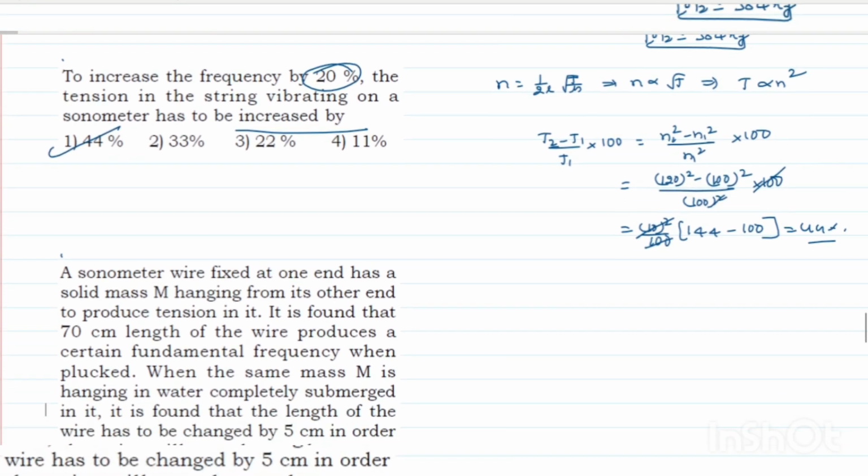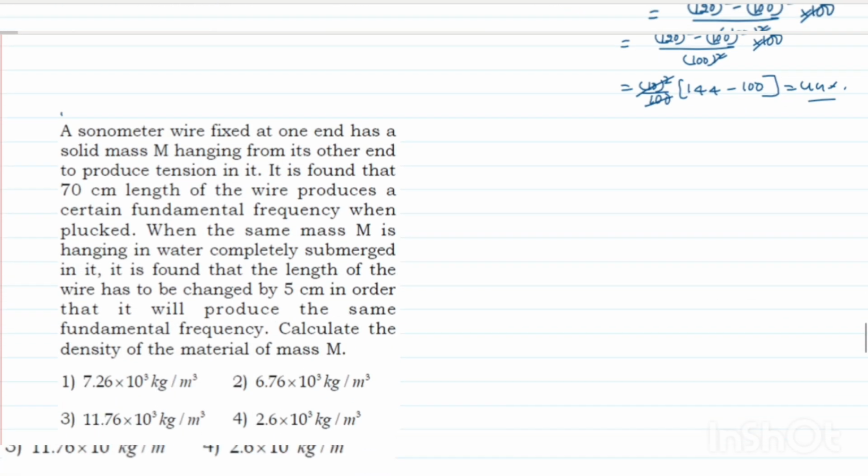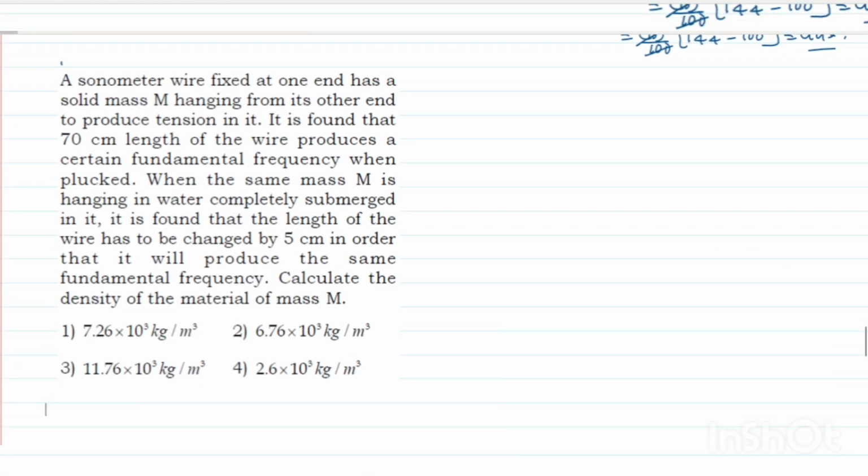Let us take the next question, students. Here a sonometer wire fixed at one end has a solid mass M hanging from its other end. To produce the tension in it, it is found that 70 cm of the length of the wire produces a certain fundamental frequency when plucked. When the same mass M is hanging in water, completely submerged in it, it is found that the length of the wire has to be changed by 5 cm, in order that it will produce the same fundamental frequency. Calculate the density of the material of the mass they are asking.